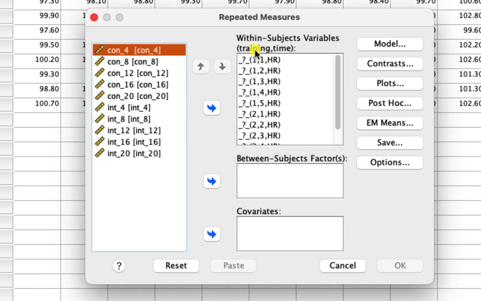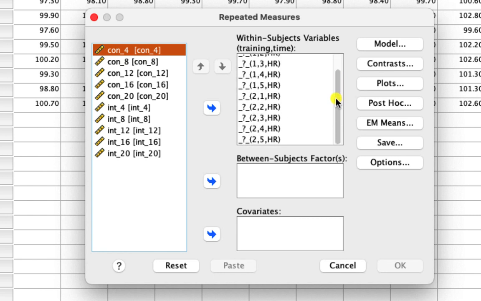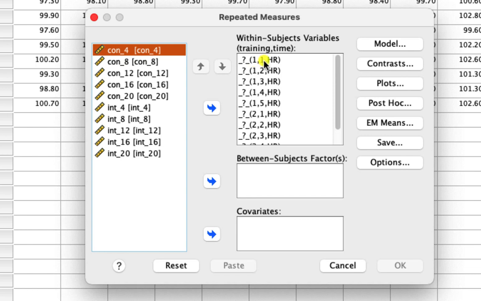So the way that I have training and time set up right now is perfectly lined up with how my data are organized. But just so you get a better sense, 1, let's say, is our continuous training group, and then 2 is our interval training group. Okay, so each 1 and 2 have a set of 5 time measurements, which is after the comma, associated with the session. So let's say 1 is our first measurement at 4 minutes, 2 is our second measurement at 8 minutes, 3 at 12, 4 at 16, and 5 at 20.